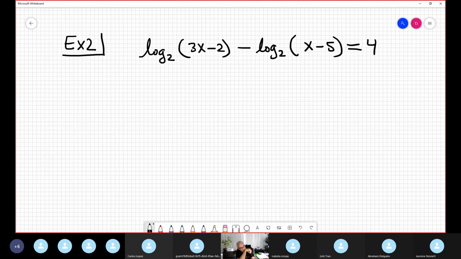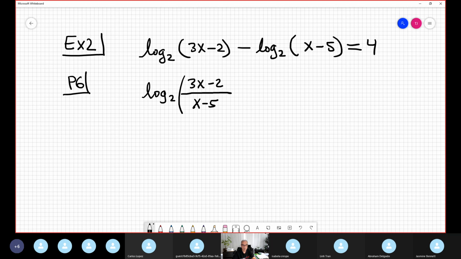Okay, so in our second example, we're doing a similar idea. We have two logarithms, we're condensing into only one, but in this case you apply property number 5, because it's minus. This is logarithm base 2 of 3x minus 2 in the top and x minus 5 in the bottom. Don't forget the parentheses. Equal to 4. Everyone follows this idea? Yes, minus is division, right?